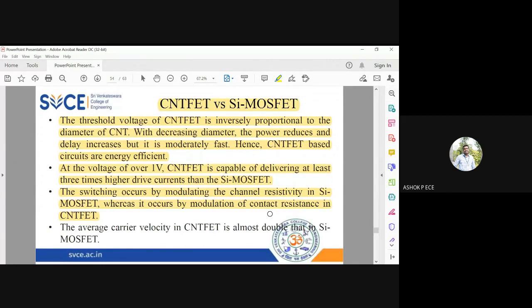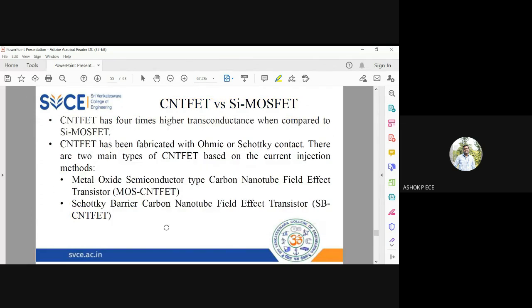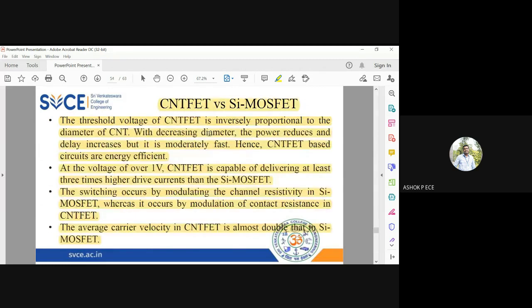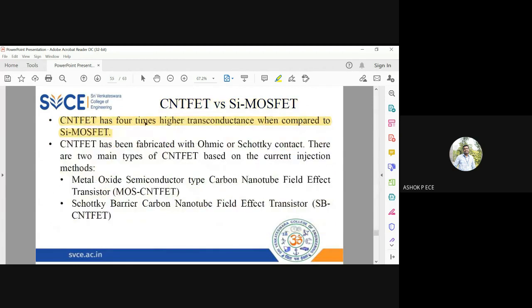The carrier velocity in CNTFET is 2 times that of silicon. When the carrier velocity is high, the majority carriers move very fast, leading to a huge amount of current. So the transconductance is 4 times larger compared to silicon MOSFET. In all ways, we have now found an alternative to silicon. The mobility is 2 times higher, and the conductance is 4 times higher.